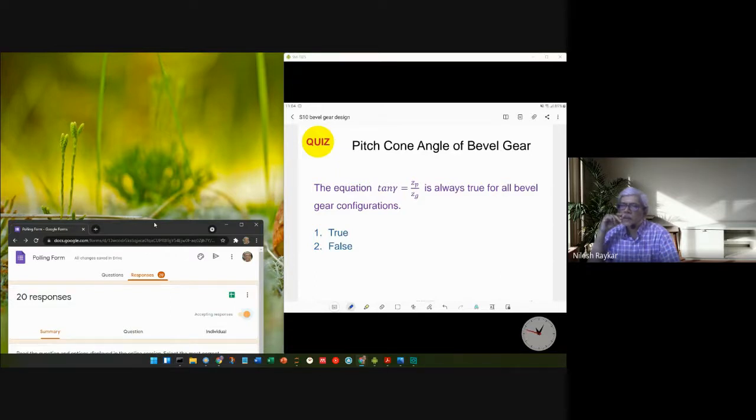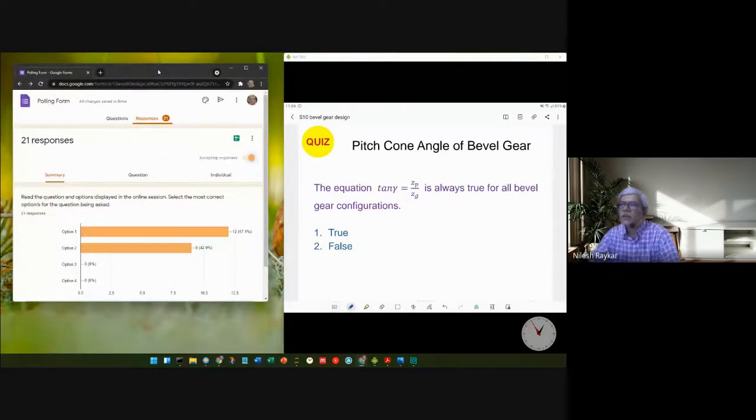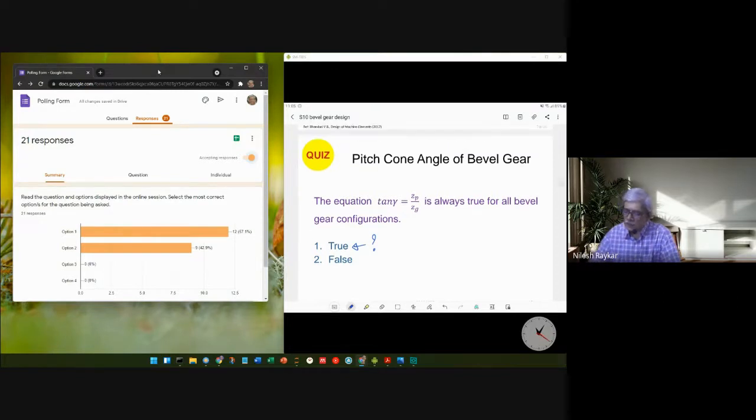Okay, so here the answer is, let's see what the majority of you are saying. Oh, you got both. Okay, so that means I need to ask you why. Who is saying the answer is true, that this configuration tan gamma is Zp by Zg is true for all bevel gear configurations? So can somebody tell why option 1 is correct? So let's look at this particular figure.